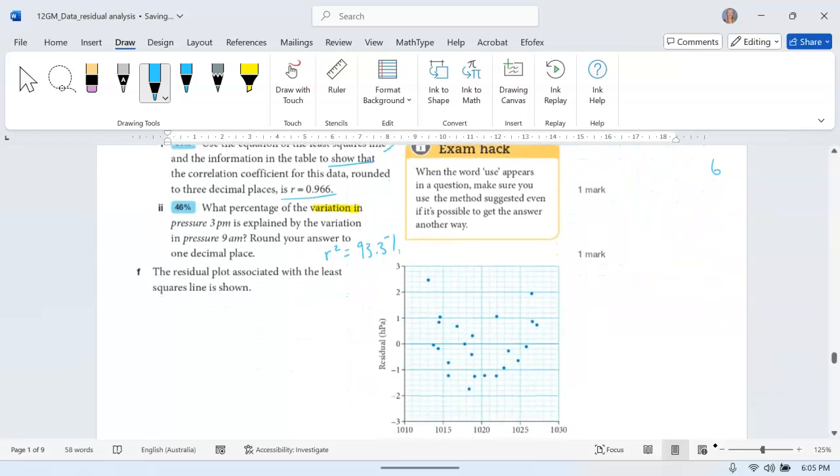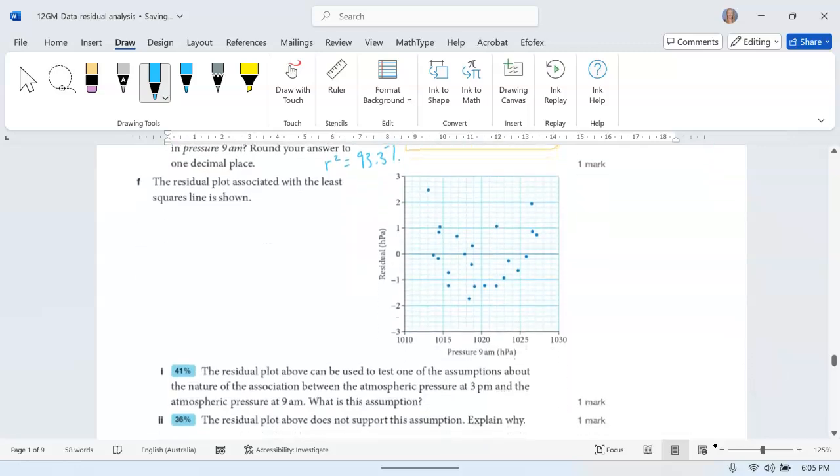The residual plot associated with the least squares regression line is shown. All right, so here it is. The residual plot can be used to test one of the assumptions about the nature of the association between atmospheric pressure and the atmospheric pressure. What is this assumption? Basically that it's linear. So a residual plot tests whether it's linear or not linear. So the assumption of linearity, so the assumption that the association between the variables is linear.